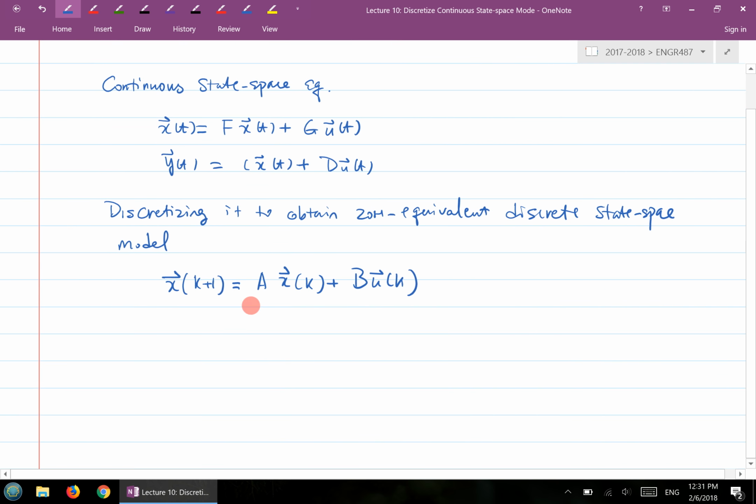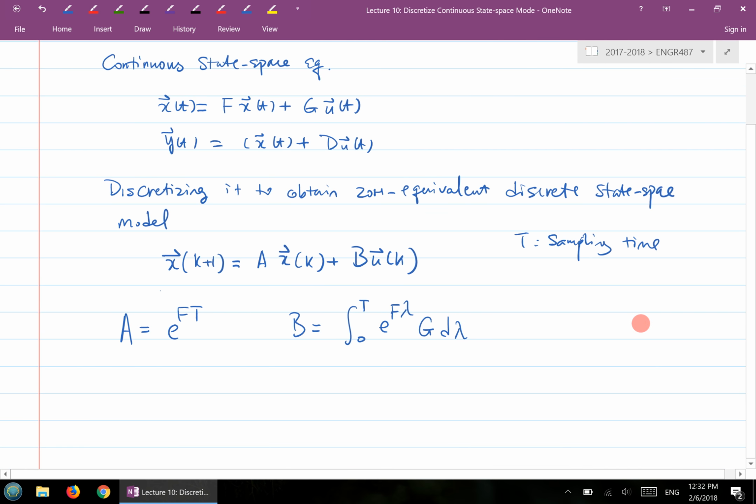So with discretization, we get this state space equation, and A here is equal to e to the power of F capital T, where T is the sampling time, and B here is equal to the integral from 0 to T of e to the power of F lambda times G d lambda.